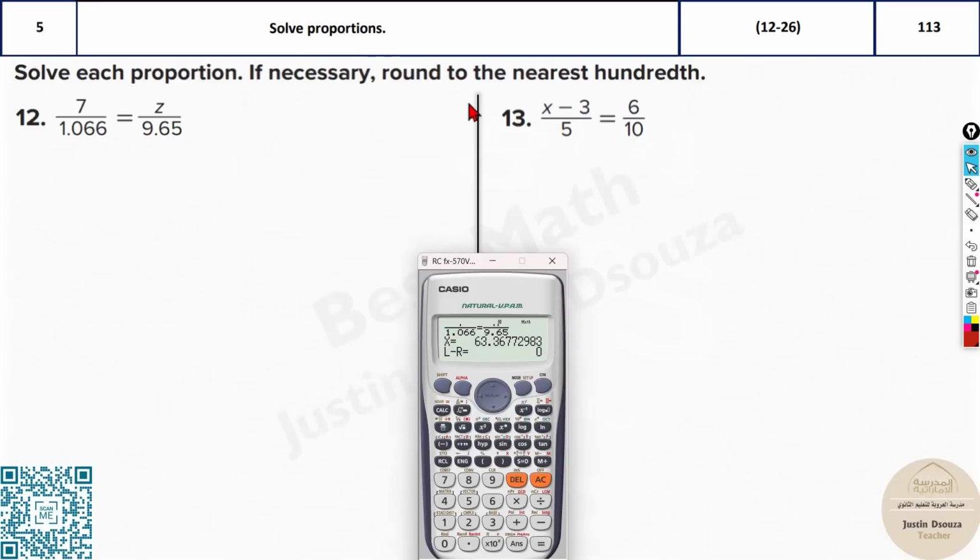Now in the question they have told nearest hundredth. Round it off to nearest 100. 100 is having how many zeros? 2 zeros. So we need to only consider 2 digits after the decimal. See, it's only until there. But since the third digit is more than 5, we need to round it off. Here the answer is 63.37. Rounding off is very important.